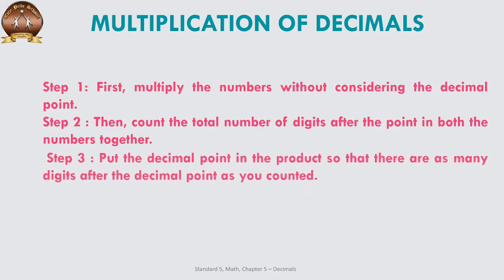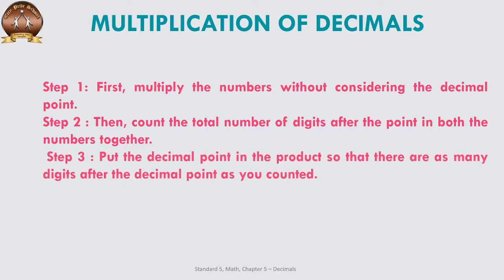So, if the first number has two decimal places and the next number has one decimal place, we have the total number of decimal places to be 2 plus 1, 3. Then, put the decimal point in the product so that there are as many digits after the decimal point as you have counted. We counted 3, so we'll put the point before 3 digits.